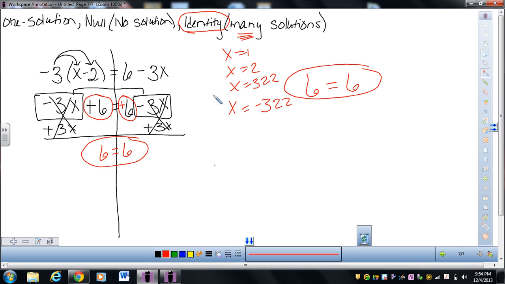Okay, if you have any questions about one solution, no solution or null set, or identity solution, which means you have many solutions, if you have any questions about these three, please make sure you bring them to class. This will be on your test.